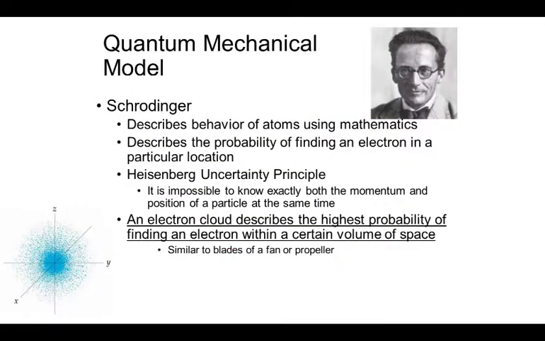The final guy that helped us establish the behavior of electrons is Schrodinger. You might have heard of Schrodinger with his cat experiment. This was a thought experiment he came up with, trying to explain the idea of the Heisenberg uncertainty principle.